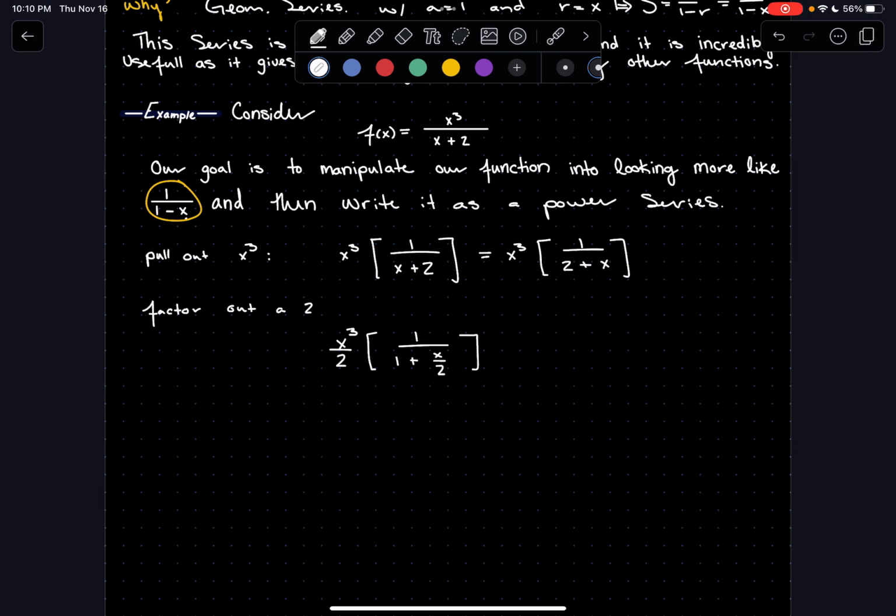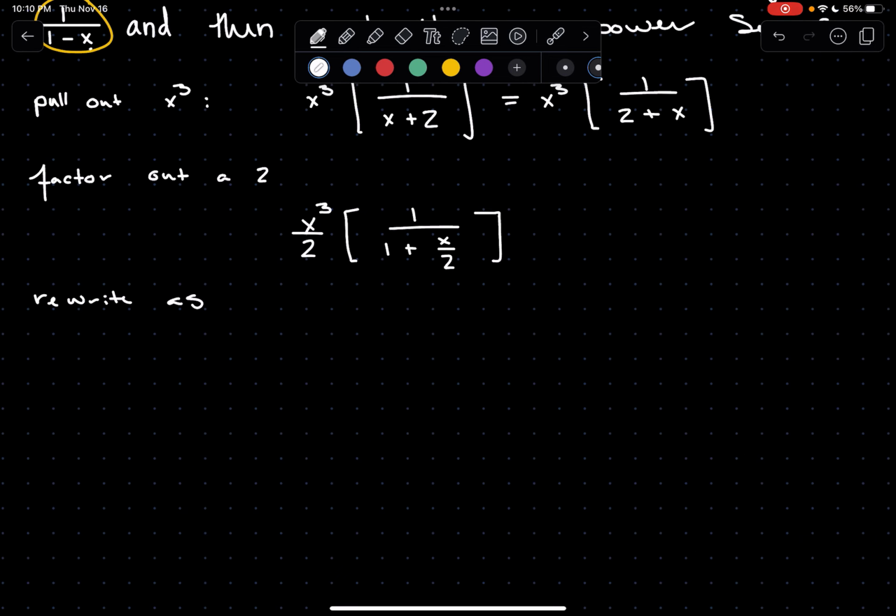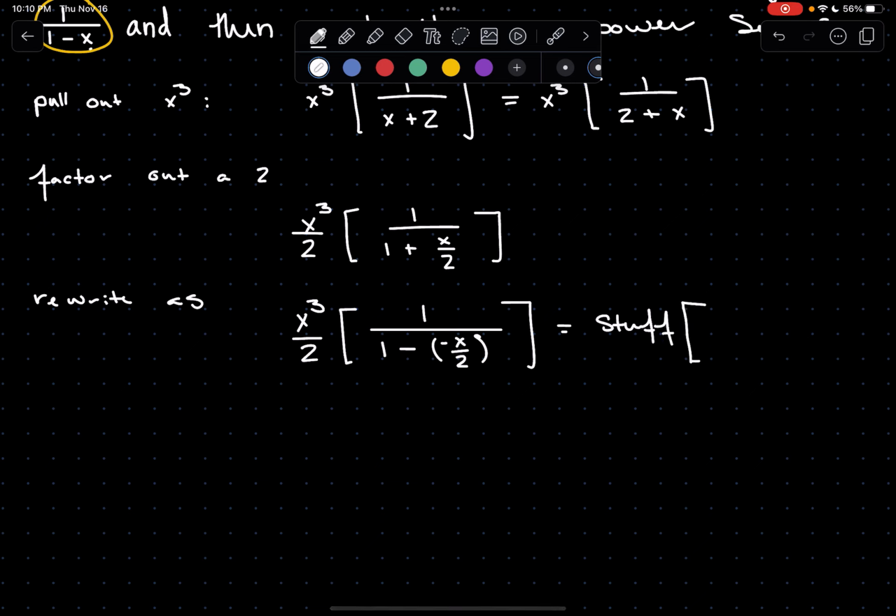Okay, well, we want the denominator to be 1 minus something, not 1 plus something. So I can pedantically rewrite this as x cubed over 2 times 1 over 1 minus negative x over 2. So now I have stuff times 1 over 1 minus something.